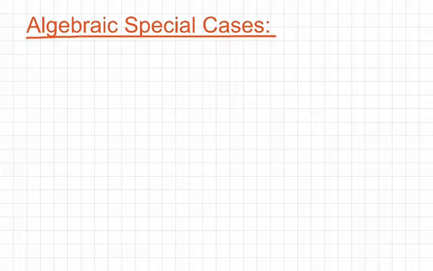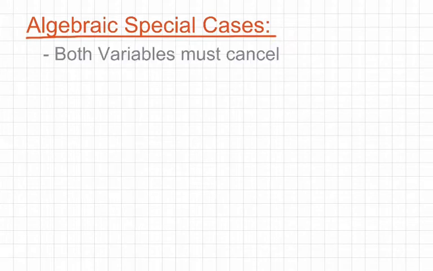So you do some math and you get to the point where one of your variables cancels out, and then you do some more math and your other variable cancels out as well. And you're left without any variables in the problem. If that happens, you know you're dealing with a special case. So again, in order for it to be an algebraic special case, both of the variables must cancel. So your x variable and your y variable must both cancel out. So you're left with just some numbers. Your variables are gone, you're left with some numbers.